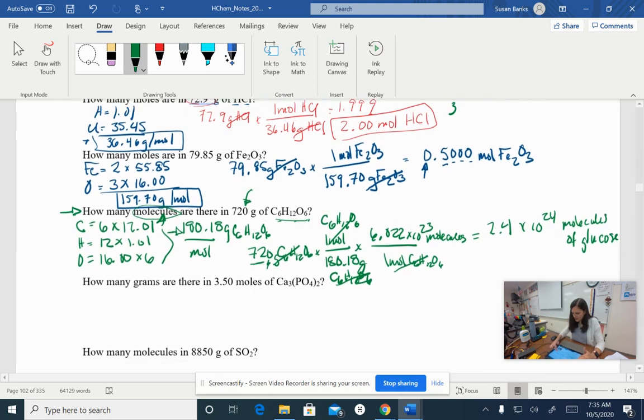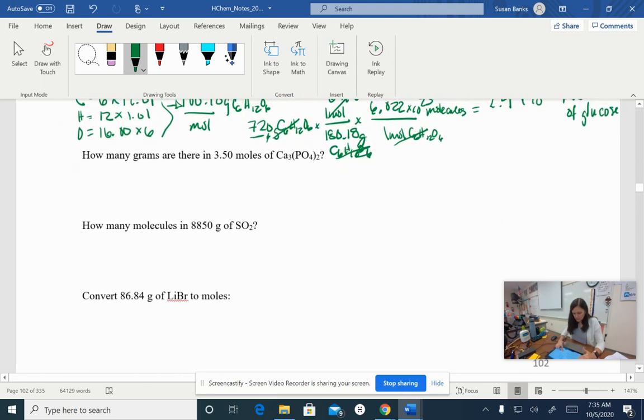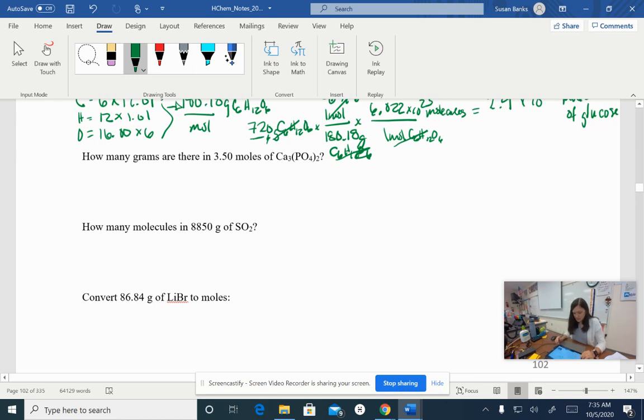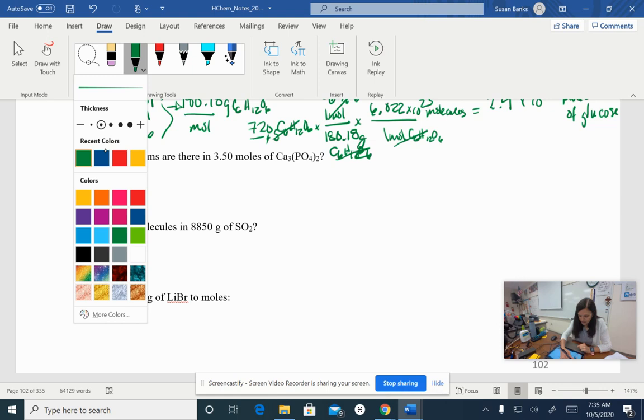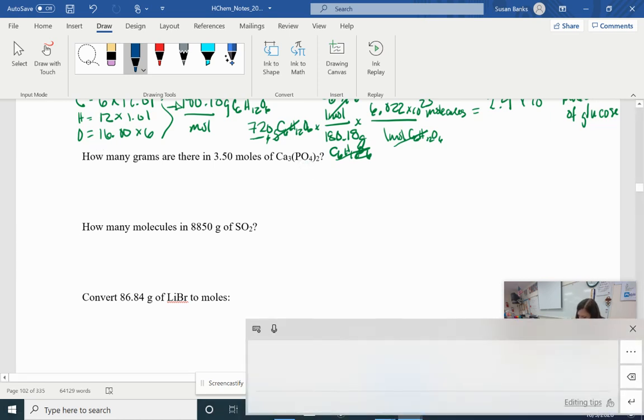So I can actually count the molecules that I have, which is pretty awesome. Now, this next one, how many grams are there in 3.5 moles of calcium phosphate? We haven't done one of these before. Notice we've got parentheses here. Do you see those parentheses?